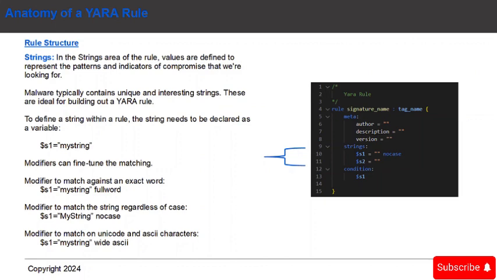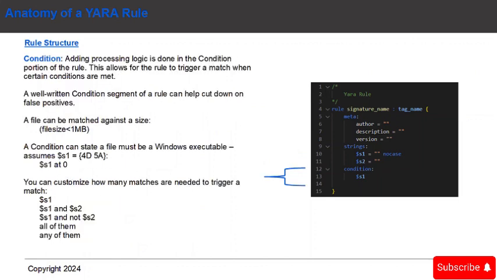You can also add certain modifiers that affect the matching of the string when it's being evaluated. These modifiers can be full word if you want to match against an exact complete word. It can be no case if you want to match regardless of the capitalization or lack of. And you can also use wide ASCII in order to match on ASCII and Unicode characters both. So you can see how adding these modifiers can affect the outcome of your match. And that outcome is determined by the condition.